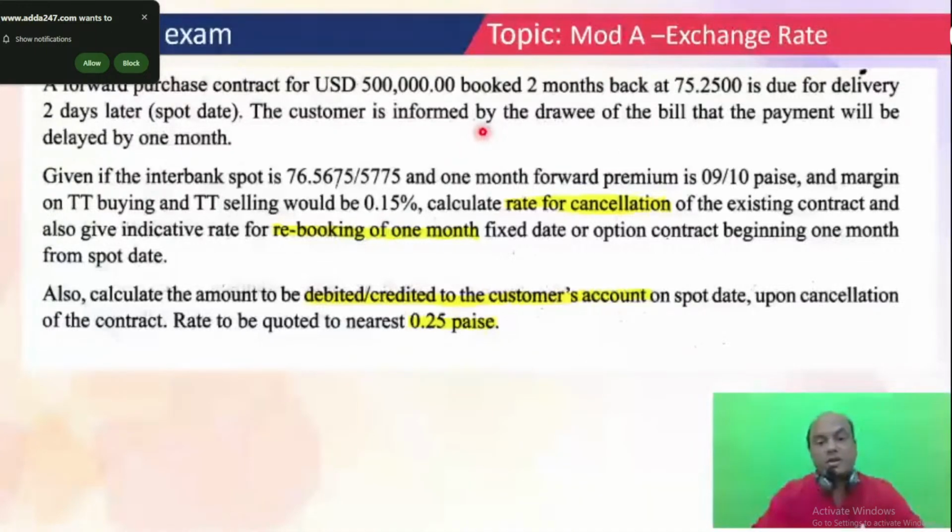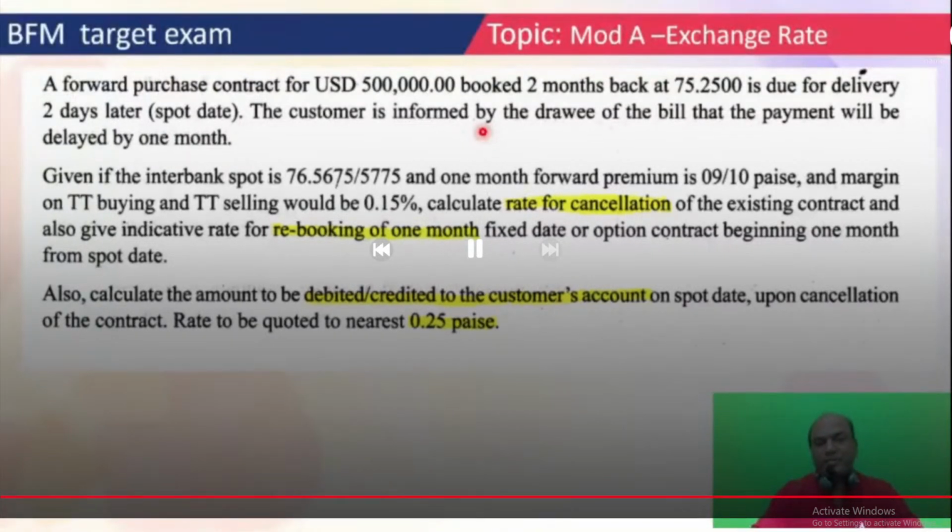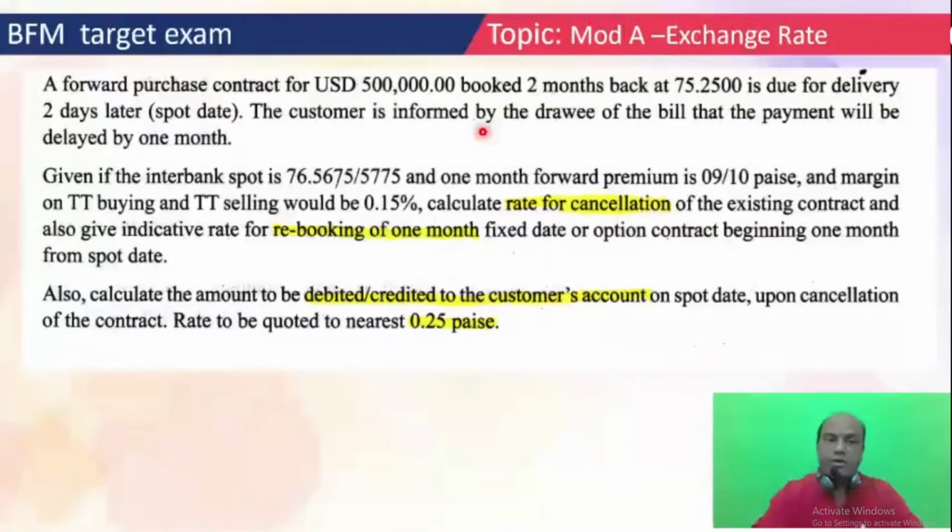Once you are able to solve the difficult queries, then easier queries you can immediately solve, isn't it? So let's look at it. Forward purchase contract of USD 5 lakhs booked 2 months back at 75.25 is due for delivery 2 days later, that is spot date. The customer is informed by the drawee of the bill that the payment will be delayed by 1 month.